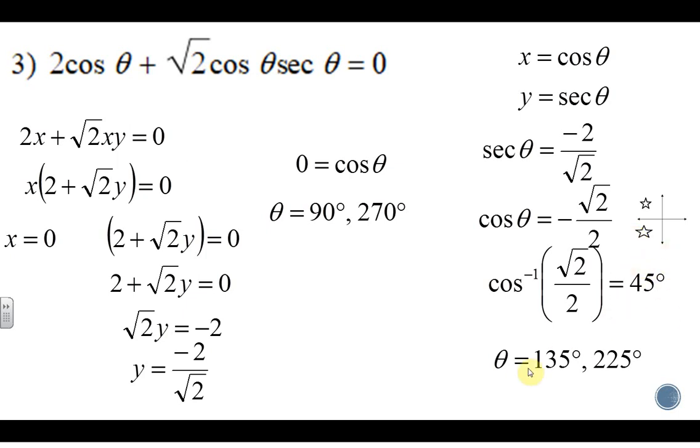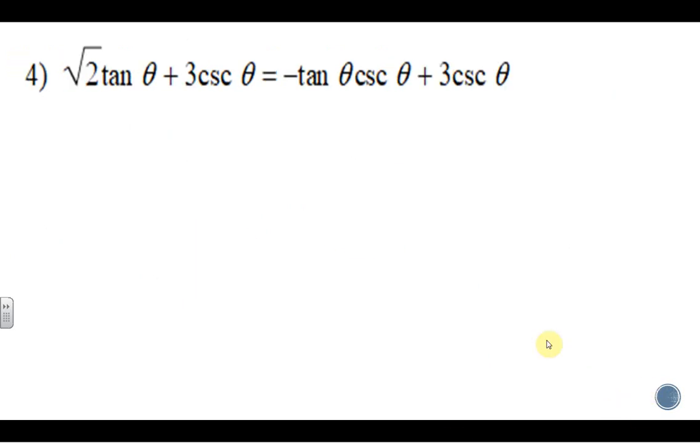So then the reference angle, not an answer. These are the answers: 180 minus 45, and then 180 plus 45 should be 225. So those are your 4 answers. So boom. Holy moly. Oh my goodness.